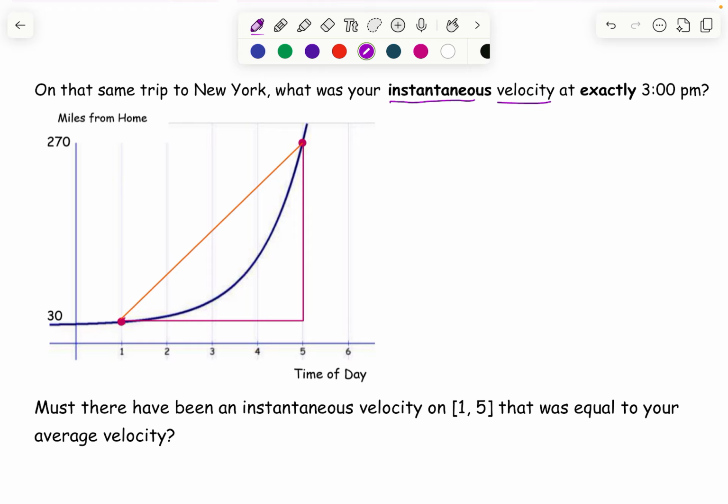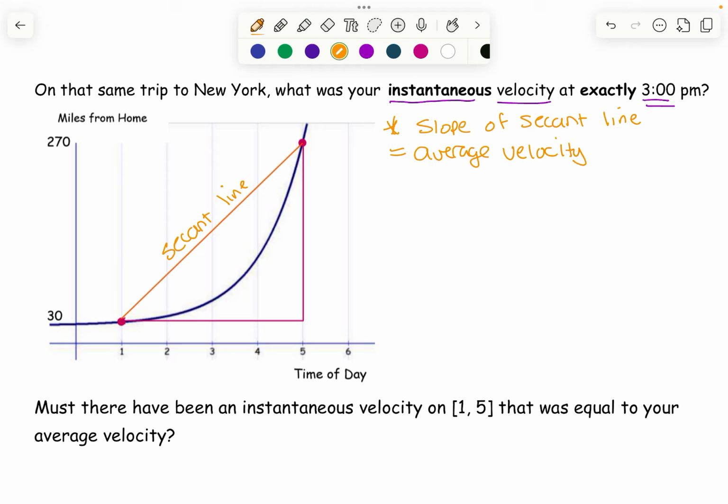Because you're frozen. However, if you're in your car and you look at the speedometer at 3 p.m. and then time freezes, you would see some number. So we can answer this question. The way to answer it is, again, notice this orange line is a secant line. We know that the slope of the secant line is the average rate of change. We'll use in this case the average velocity. And an average always happens over a time interval, so we'll just use this notation, 1 to 5.